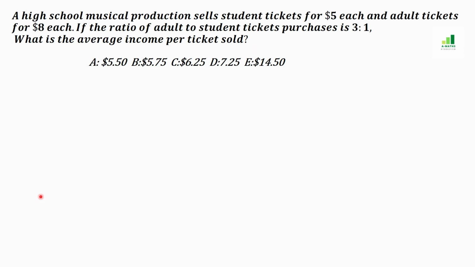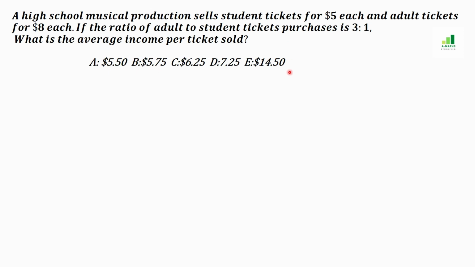Let's begin our video. Our given question is: a high school musical production sells student tickets for $5 each and adult tickets for $8 each. If the ratio of adult to student ticket purchases is 3:1, what is the average income per ticket sold? Here are the 5 options.